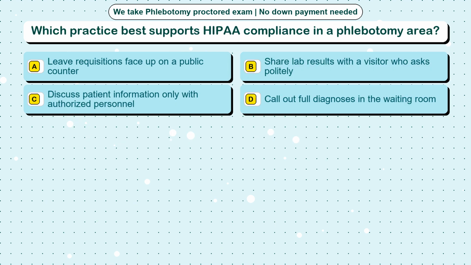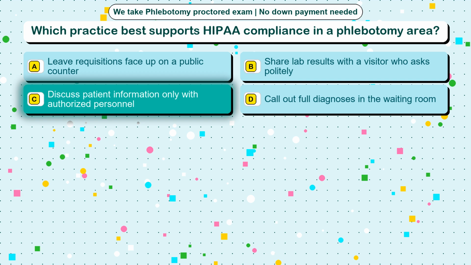Question 76. Which practice best supports HIPAA compliance in a phlebotomy area? Option A, leave requisitions face up on a public counter. Option B, share lab results with a visitor who asks politely. Option C, discuss patient information only with authorized personnel. Option D, call out full diagnoses in the waiting room.